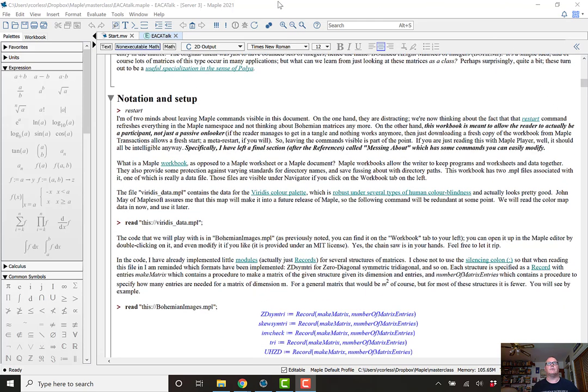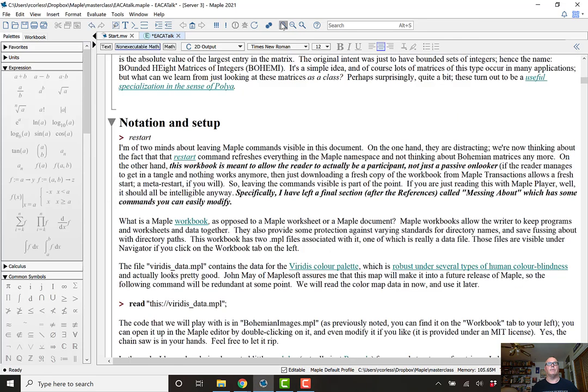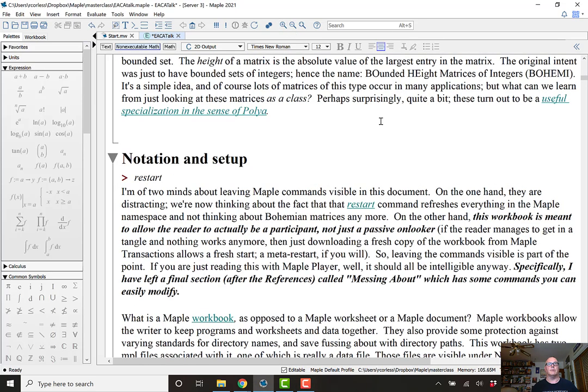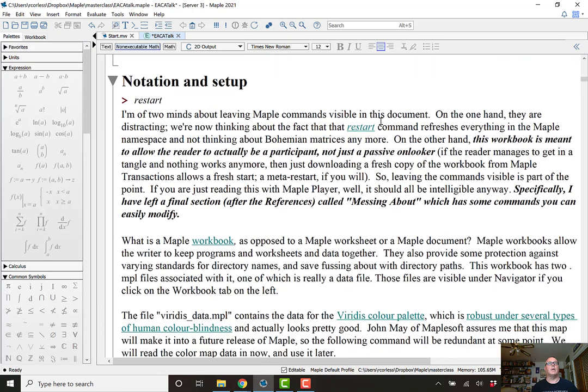Okay, this Maple workbook. Let me try to make the commands a little bit more visible to people. It has Maple commands in it, and it has text and various other things in it. So when you download it, you can actually run and execute the code and change it and try to do the things that you like. You can mess about with it. So that's what we'll do a little bit here.